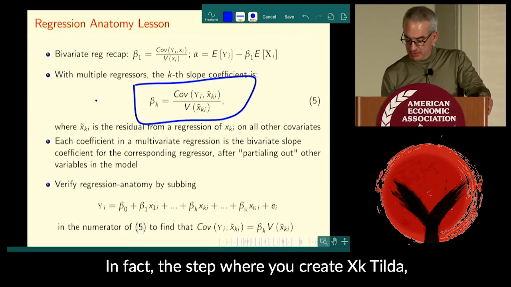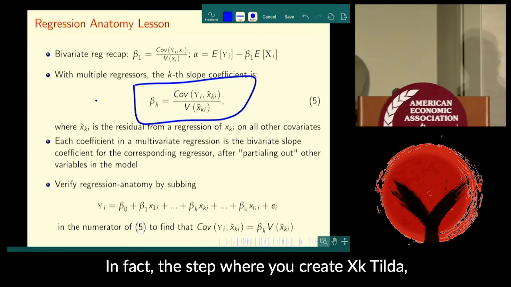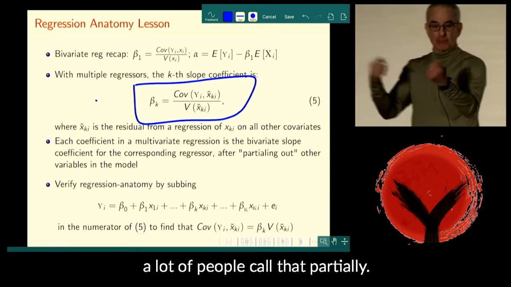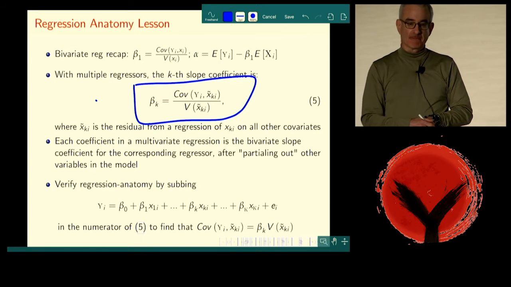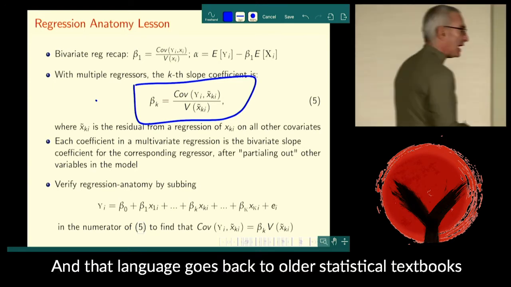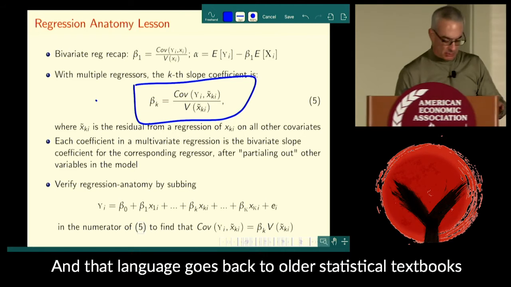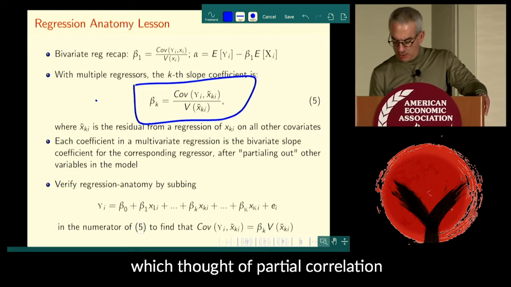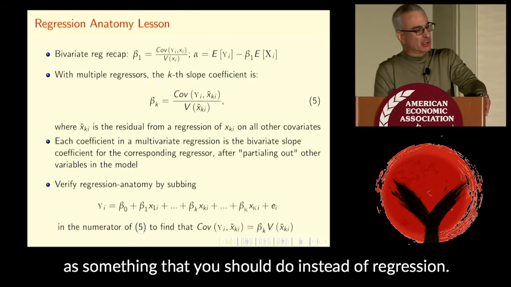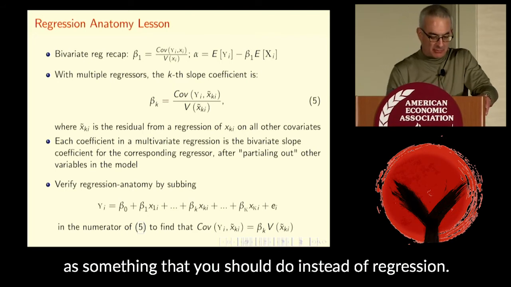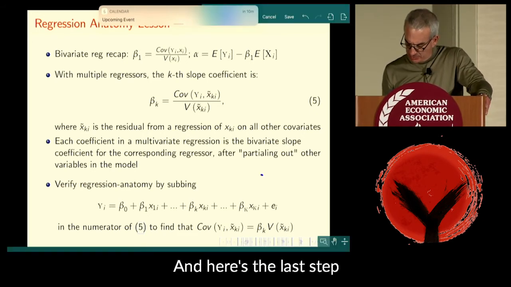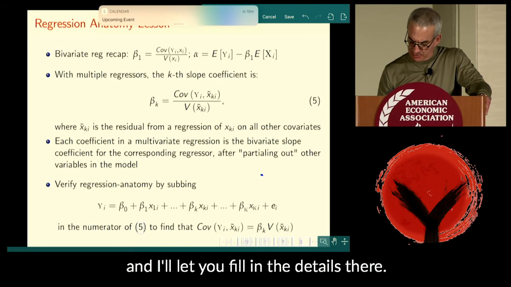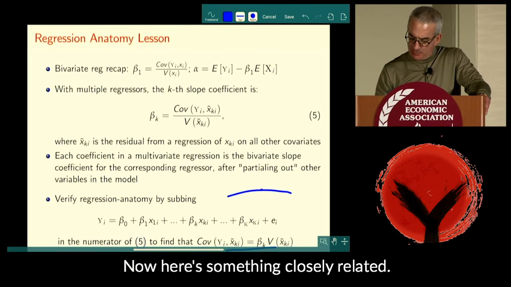In fact, the step where you create xk tilde, a lot of people call that partialing. Partial out the other regressors. That language goes back to older statistical textbooks, which thought of partial correlation as something that you should do instead of regression. So that's regression anatomy, and here's the last step, and I'll let you fill in the details there. Now here's something closely related.